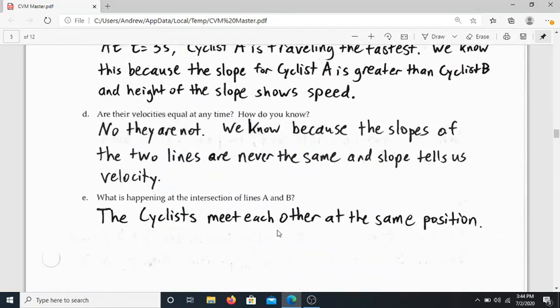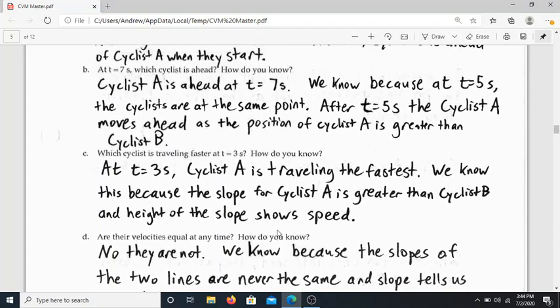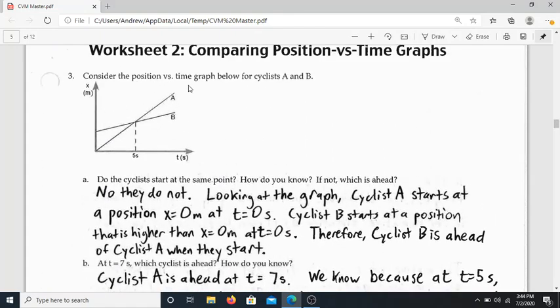So this is where the cyclists will meet each other at the same position. All right. So once again, if you have two lines, they still follow the exact same rules we already talked about with if there's just one line that's doing something kind of crazy. We still look for what causes it to be constant velocity. We still look for what causes it, how fast it's going, where it is, how much time it takes.